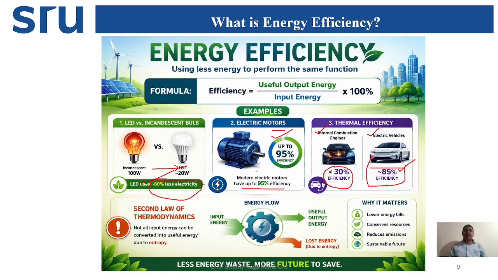The second law of thermodynamics says not all input energy can be converted into useful energy due to entropy. We cannot depend on the second law of thermodynamics. Whatever input energy we give, there is an energy flow, and there will be useful output energy. Lost energy due to entropy is one of the important parameters.